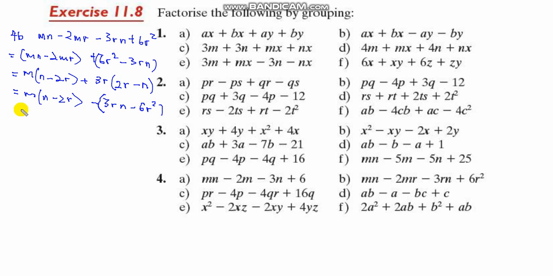Okay, now, after you have rearranged it, what is the common factor? It is 3r, so you end up with n minus 2r. Okay, there you are, you have the same common factor. So therefore, you can proceed to the next step. Take out the common factor, which is n minus 2r. The remaining is m here. The remaining here is minus 3r.